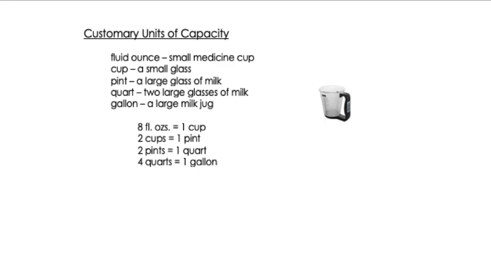1 cup is equal to a small glass. A pint is a large glass of milk. A quart is 2 large glasses of milk. And a gallon is 1 large milk jug.